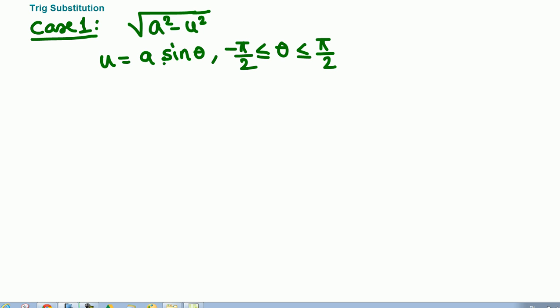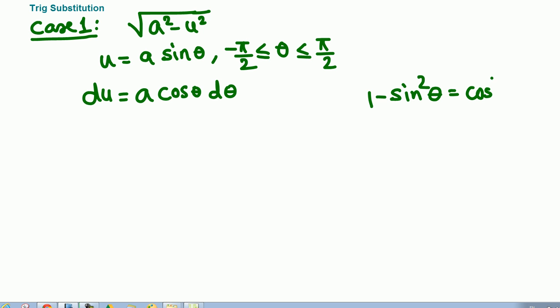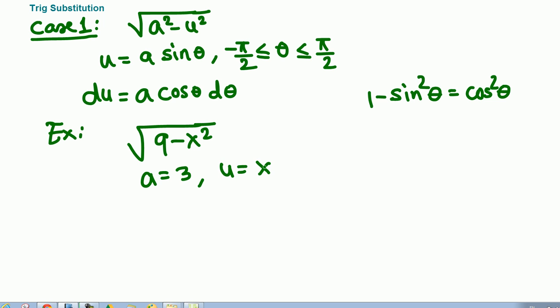Once you make this substitution, take the derivative with respect to theta, so du over d theta equals a cosine theta, since the derivative of sine is cosine, so du equals a cosine theta d theta. You will be using the following identity: 1 minus sine squared theta is cosine squared theta. For example, you might have 9 minus x squared in one of the integrals. In this case, a squared is 9, so a is 3, and u is just x.